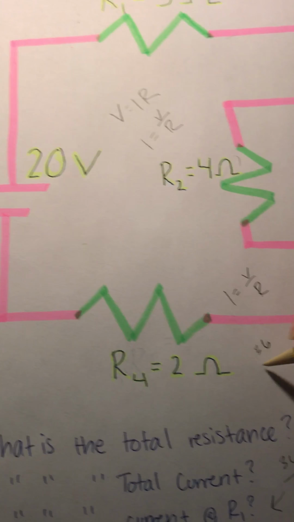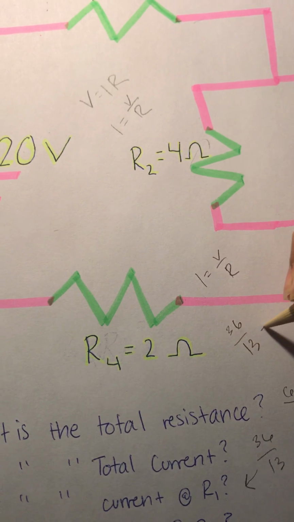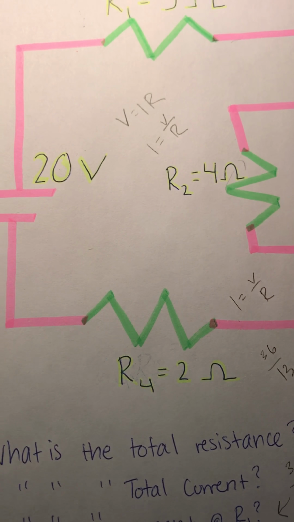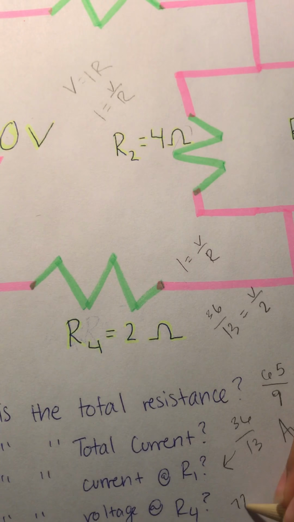And then the last one asks for the voltage at resistor number 4, which is here. So voltage, as we know from Ohm's law, I equals V over R. We have the current, which is 36 over 13, equals V over 2. So we just multiply it over, we get 72 over 13 volts. That's how you should approach these circuit problems.